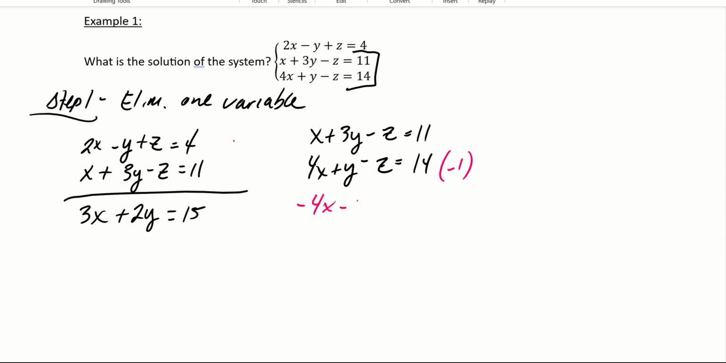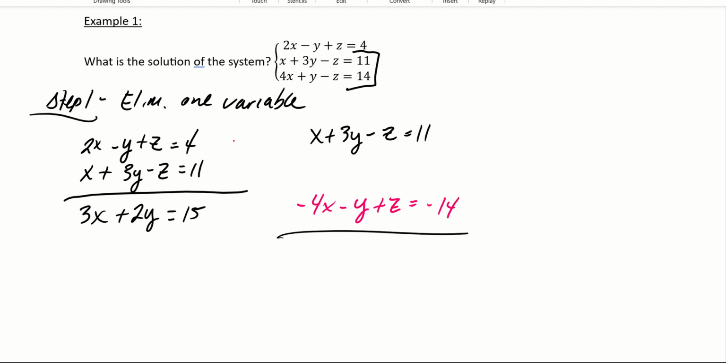So -4x minus y plus z is equal to -14. So basically I just multiplied every term in this equation by -1. Just for the ease of seeing this, I'm going to erase the original equation so that we can see these both together. x minus 4x is -3x. 3y minus y is 2y. Negative z plus z is 0. And 11 minus 14 is -3.